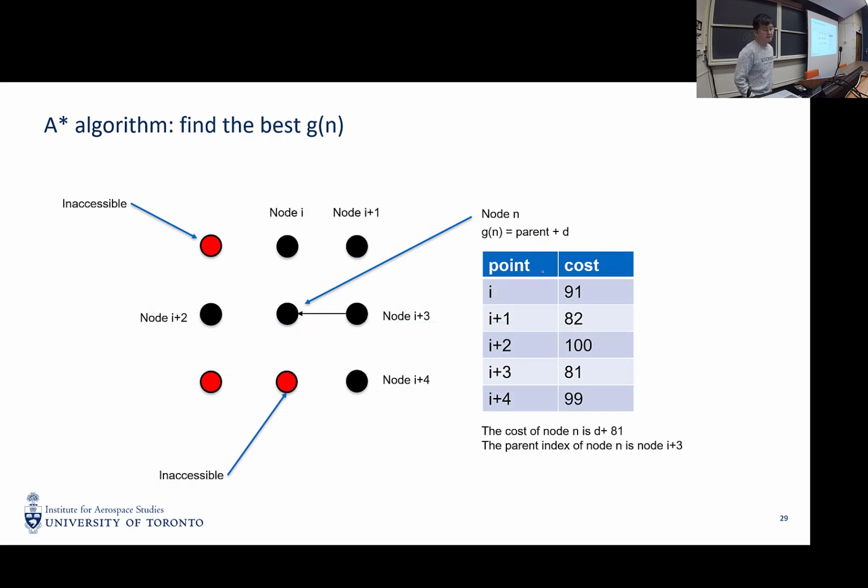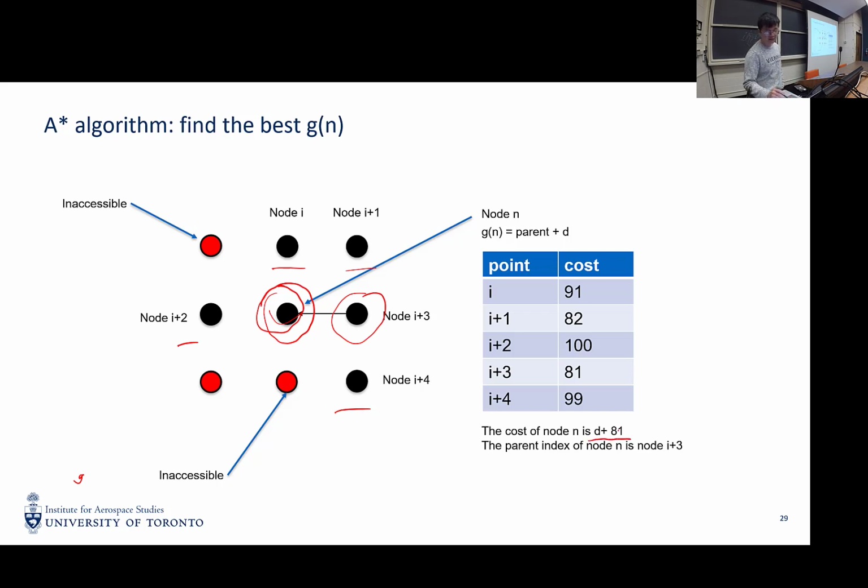Now, one of the problems is that for a grid map, for example, if we want to find the G of this point in the center, there are many possible ways to travel from the start point to it through all the neighboring grids. So in this case, if we have the G cost of all the neighboring grids, what we do is just pick the neighboring grid with the lowest total cost.